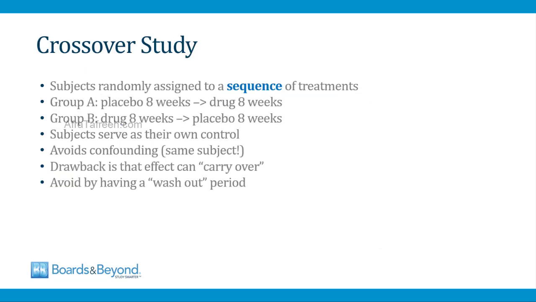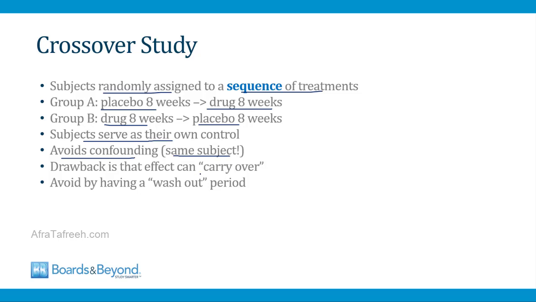In a crossover study, subjects are randomly assigned to a sequence of treatments, meaning they receive one after another. For example, Group A might receive a placebo for 8 weeks followed by a drug for 8 weeks, and Group B might receive the drug first and then the placebo afterwards. The nice thing about studies like this is subjects can serve as their own control. You can compare outcomes in an individual subject when they were on the placebo versus when they were on the drug. And this should avoid confounding because it's the same subject. You're comparing an individual person to his or herself.